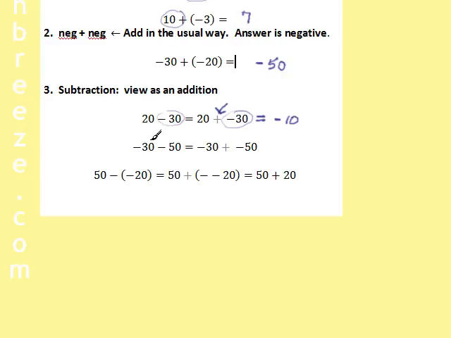All right, in this example, we have negative 30, negative 50. Okay, we're going to add those. So we're doing this rule. We're adding two negatives. Just add in the usual way, and the answer is negative. So we have negative 80.